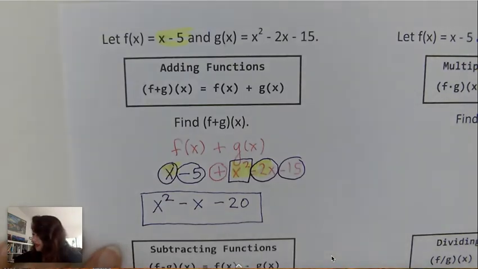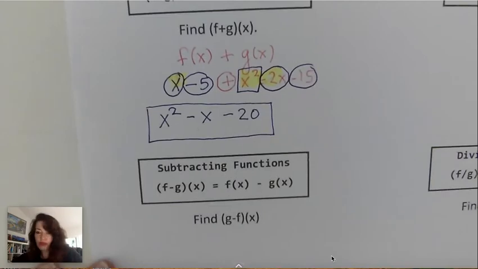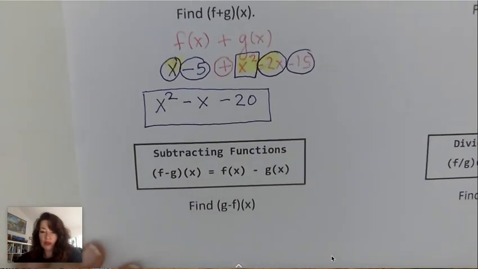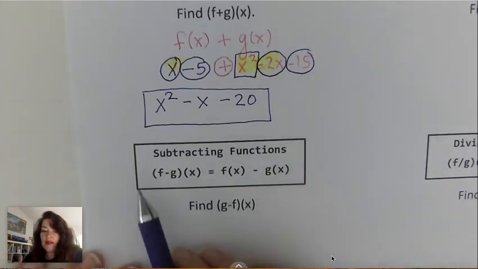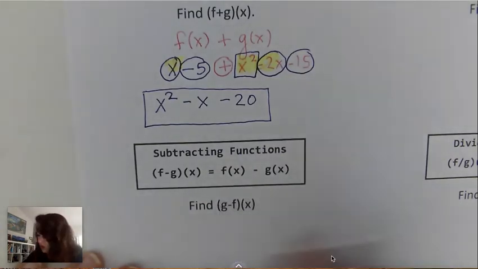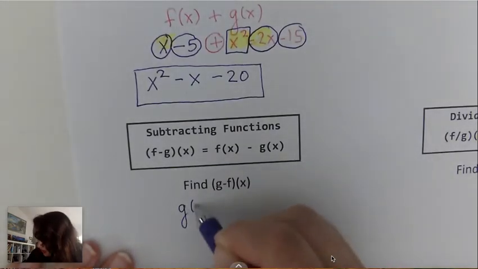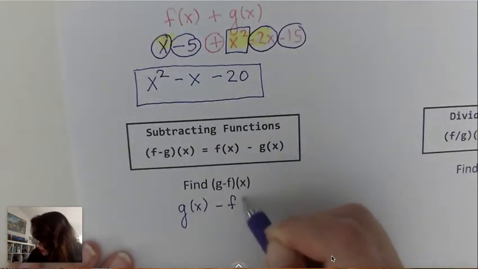All right, let's look at a subtraction example. So we're going to take the same two functions, but now we are going to subtract them. So we have g minus f of x. So this is the order in which they want us to subtract the functions. So this means g of x minus f of x.